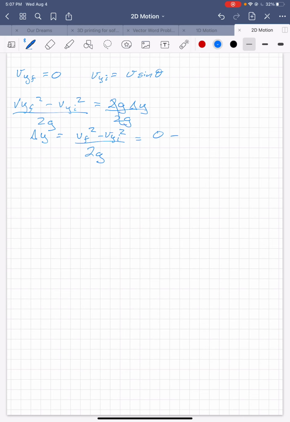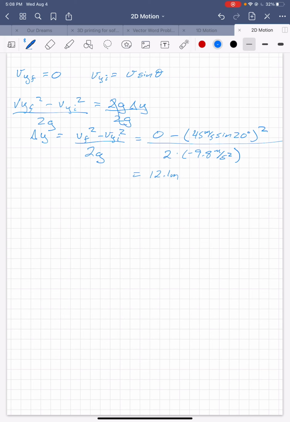So that's 0 minus 45 meters per second sine 20 degrees squared divided by 2 times negative 9.8 meters per second squared. All right, so that minus sign's outside, so I end up with a negative divided by a negative, which gives me a positive answer, which is what I should expect. And when I do that, I get 12.1 meters.